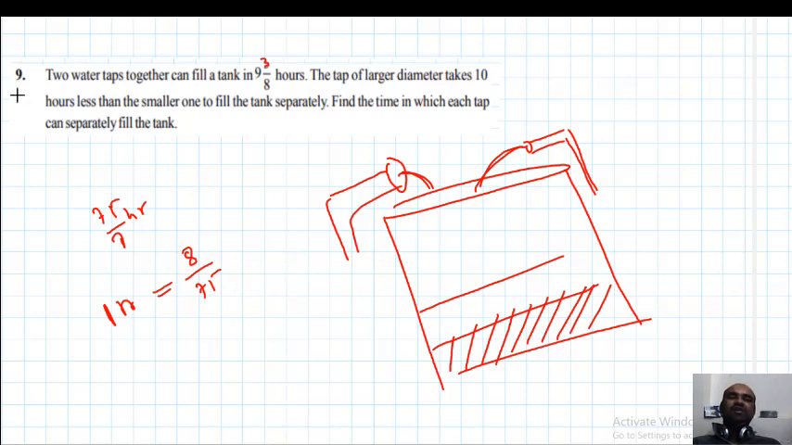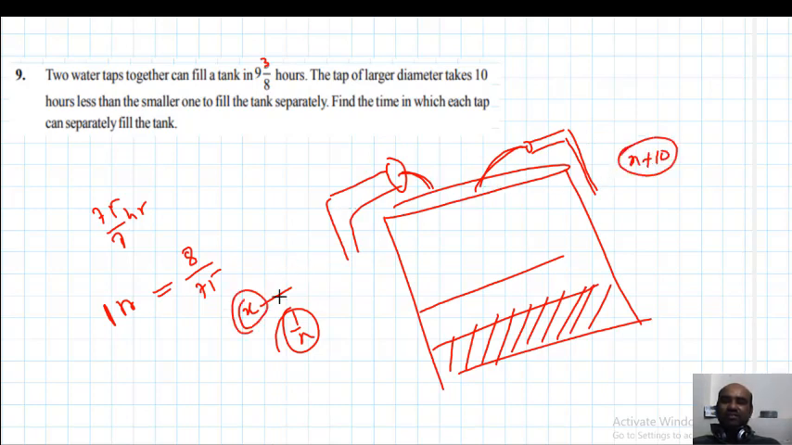So what should we find? If only the larger tap is open, we need to find how much time is taken by the tap to fill the tank. Okay, for example, let's assume that the time taken by the larger tap to fill the tank alone is x hours. So in 1 hour, how much water will it give? 1 by x part of the tank only. Okay, so what is given? The larger tap takes 10 hours less than the time taken by the smaller one. Automatically, what is the time taken by the smaller tap to fill the tank? x plus 10, I can say.